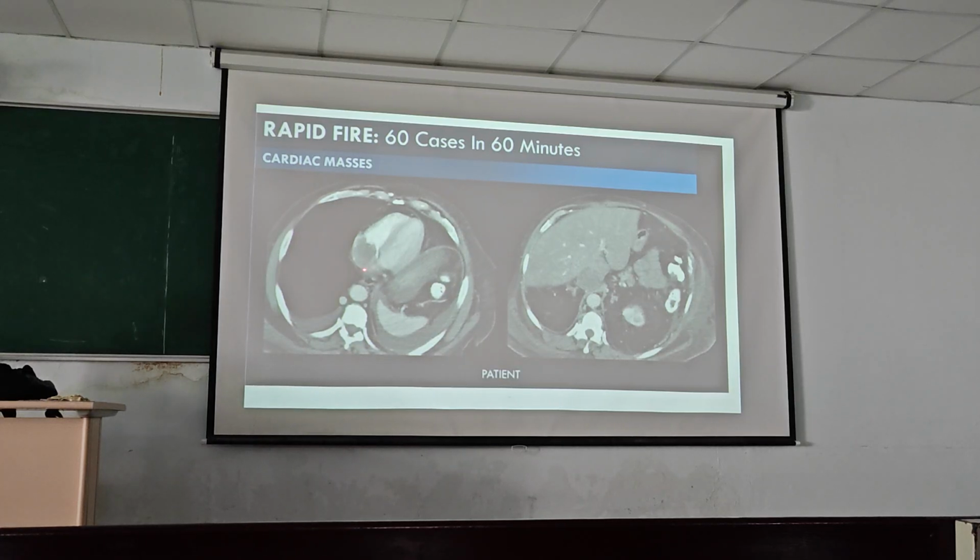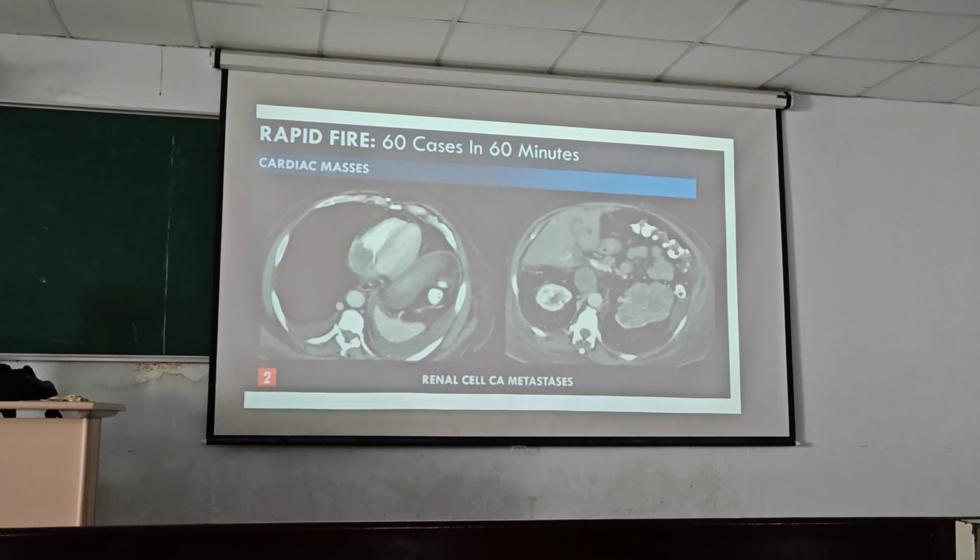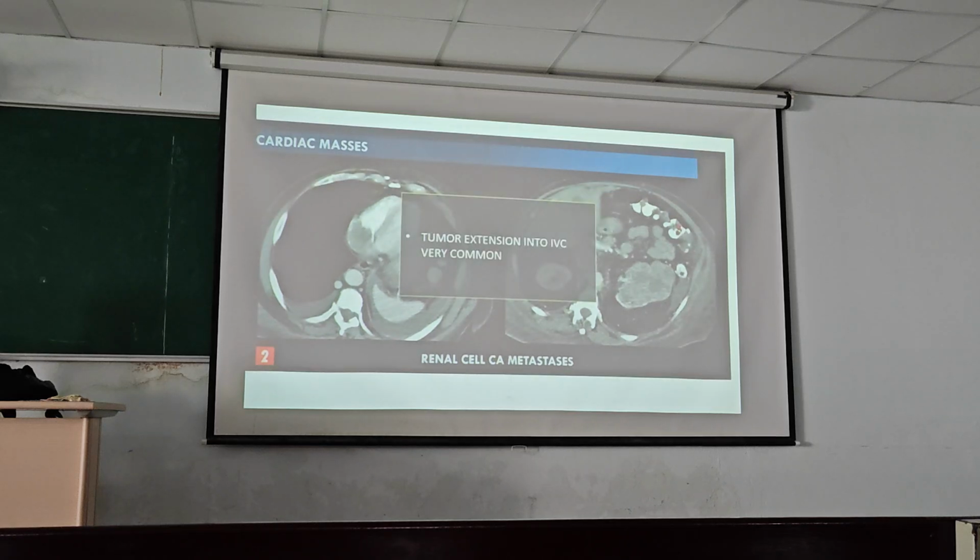So this one, you can see the tumor right here in the right atrium, and then you can see the tumor in the IVC. And so that's a kidney cancer, renal cell carcinoma, right? So it's very common, renal cell carcinoma metastasis.